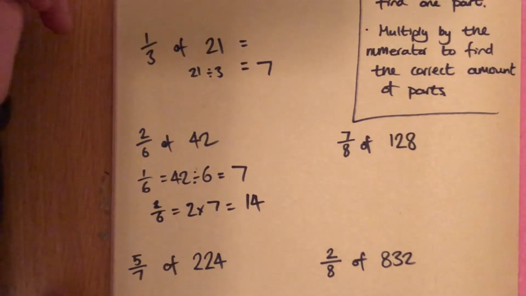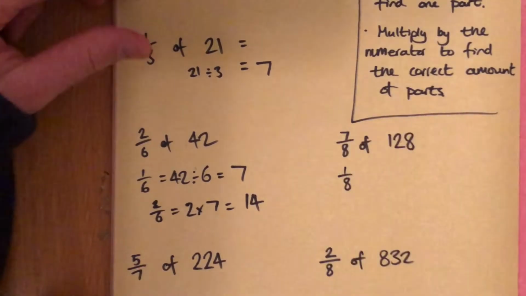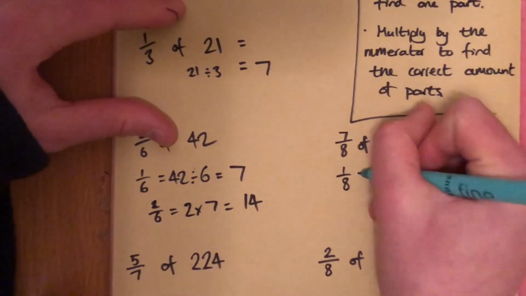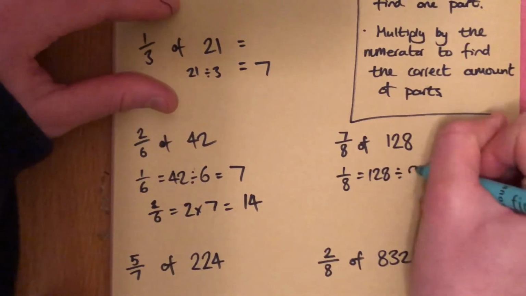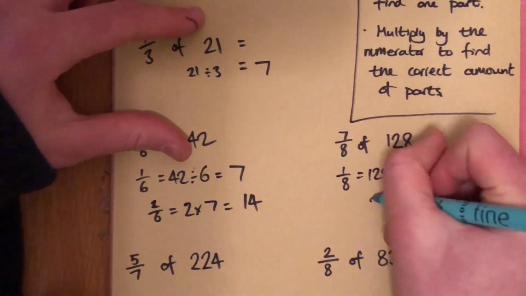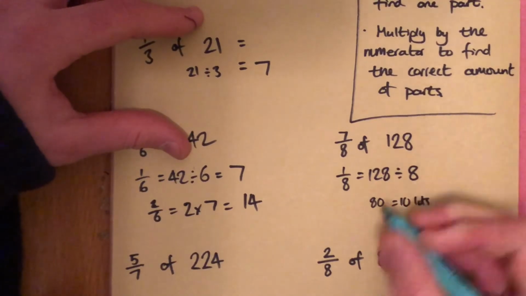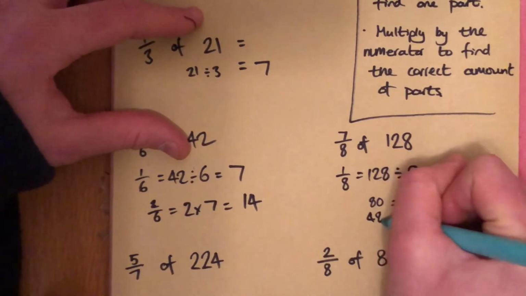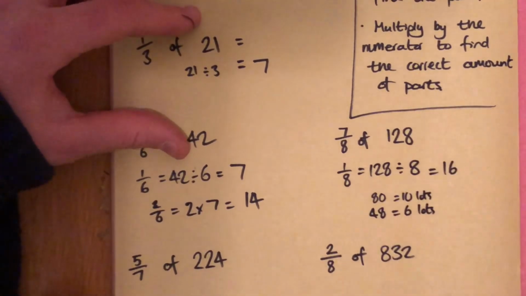7/8 of 128. So again, I can't find 7/8 until I know what 1/8 is. So to find 1/8, I'm going to do that 128 divided by 8. Now that I might need to do a little bit of jotting for. Well, I know that 80 is 10 lots. That leaves me with 48, which I know is 6 lots. So my answer to that one is 16.